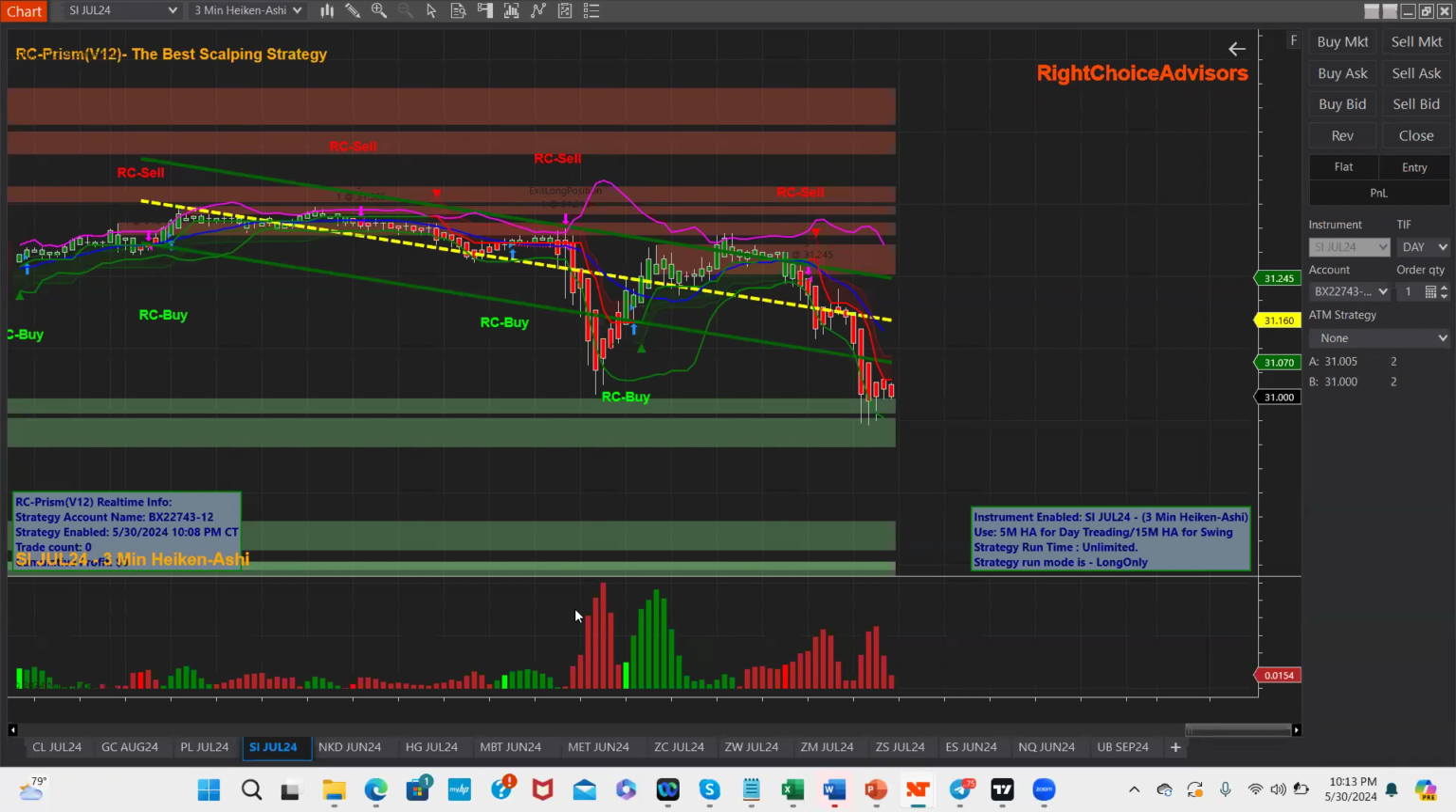HK, you need to use symbol SI, not silver, not SIL. Yeah, indicators are free with the Prism algo. You will get them as part of the Prism subscription. Yeah, the replicator will work for Tradeify accounts and Rithmic accounts. You can copy to any number of accounts.